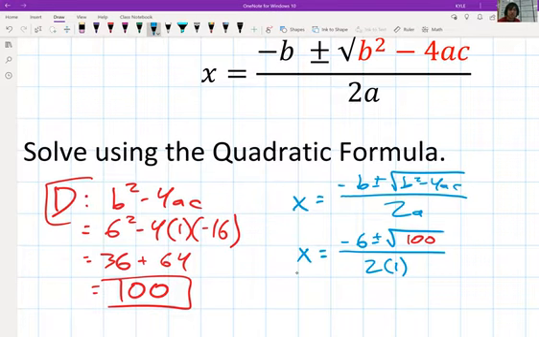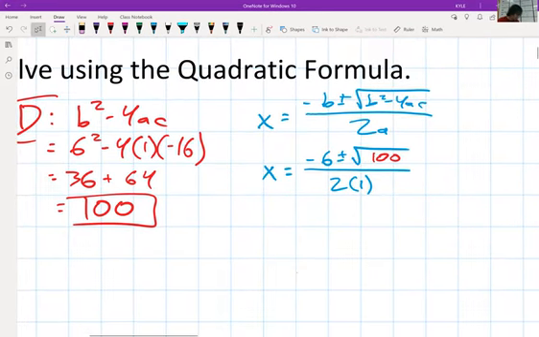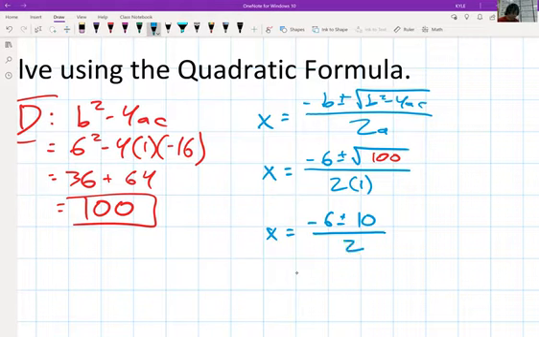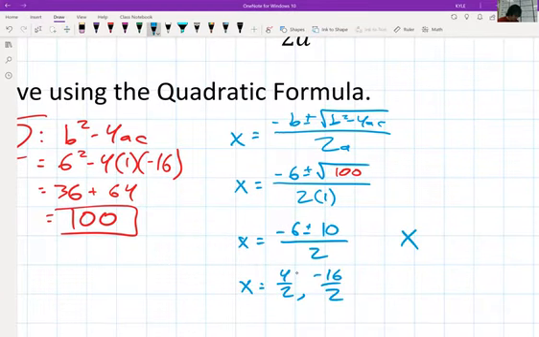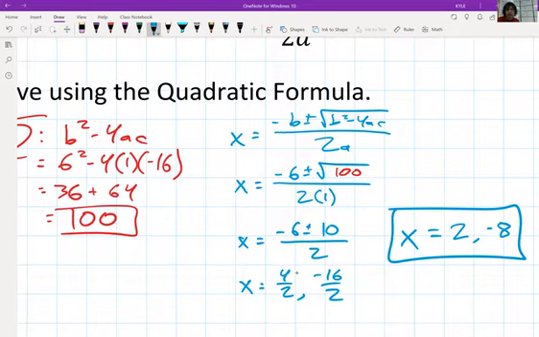And if we simplify this, it will give us the solutions to this equation. So let's do that. x equals negative 6 plus or minus, what's the square root of 100? 10 over 2. So x equals negative 6 plus 10 would be positive 4 over 2. Negative 6 minus 10 would be negative 16 over 2. And so I'm going to come over here because I kind of intruded on the next problem. x equals 4 over 2 is 2. Negative 16 over 2 is negative 8. So from the quadratic formula, we can find those solutions.